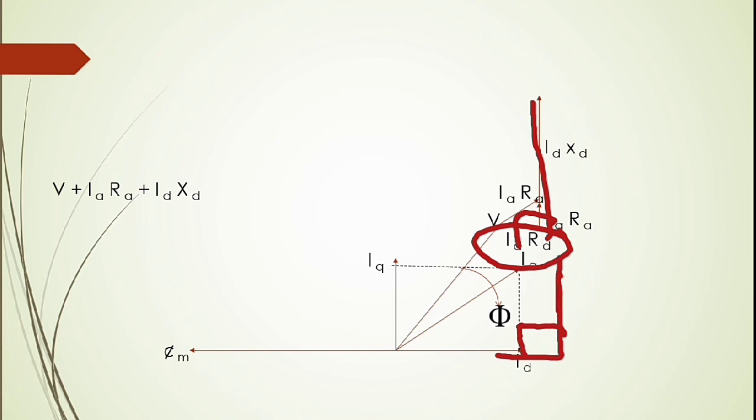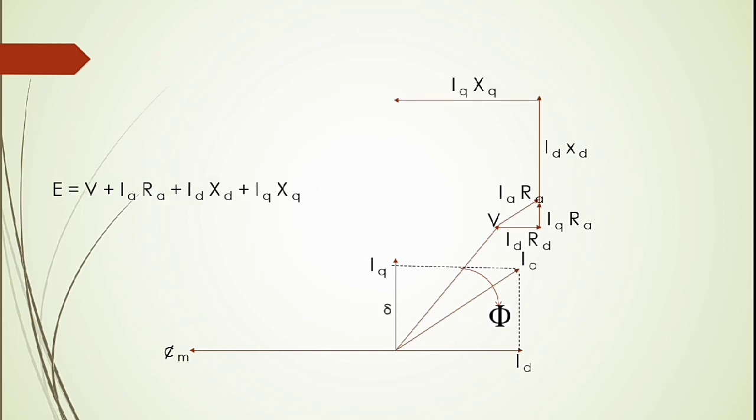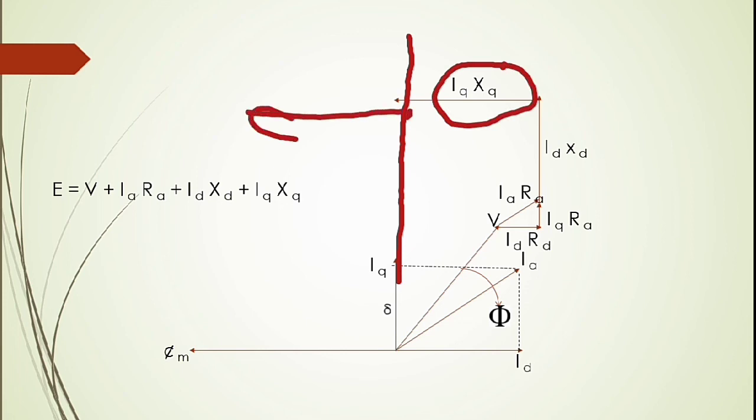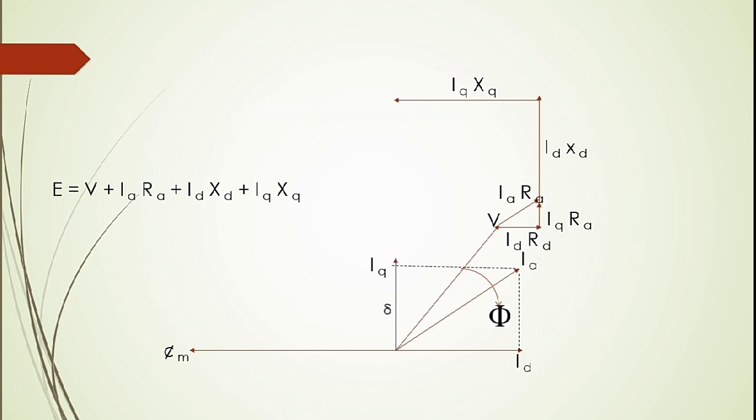Okay, so the next is, yes, you will get IQXQ. Here you get the IQ value. So from this way IQXQ is the leading one. IQXQ is leading with IQ because it is an inductive property, an inductive load we are talking about. So we increase IQXQ till the d-axis is achieved.